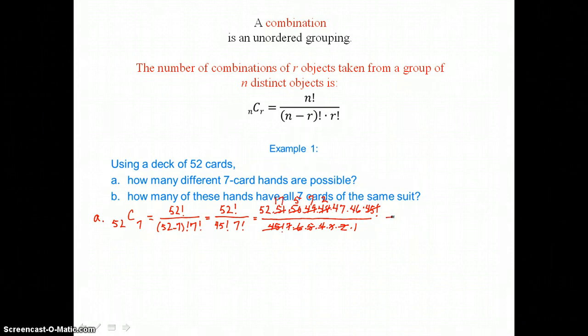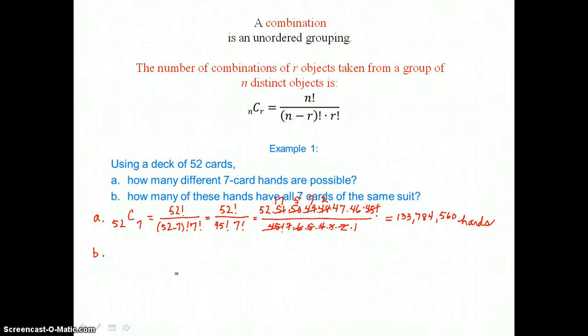So now multiplying the factors that are left in the numerator, we're going to find that we have 133,784,560 possible 7-card hands from that deck of 52 cards. That's quite a few.